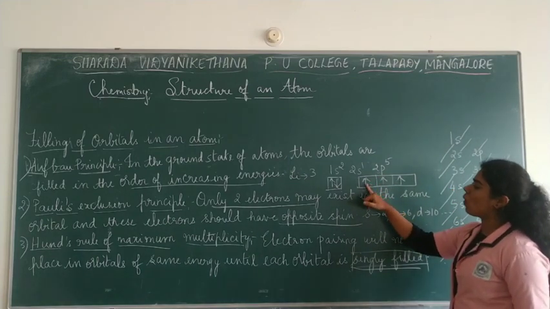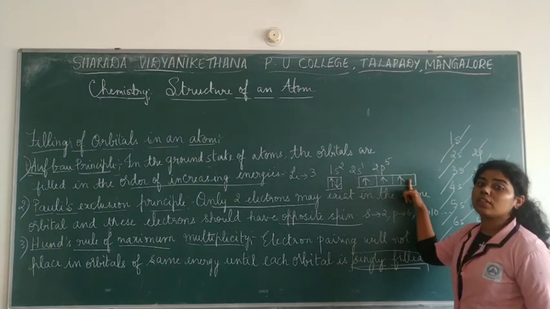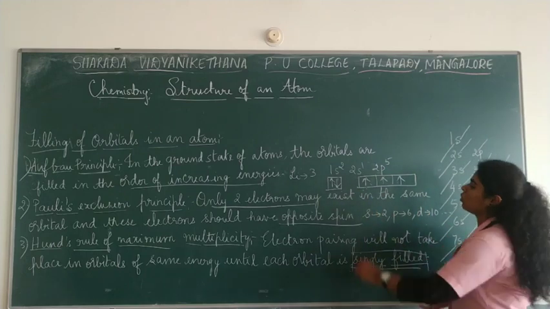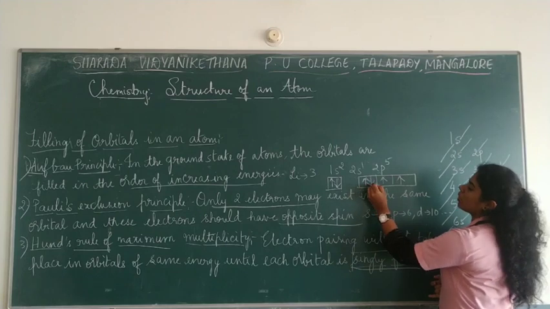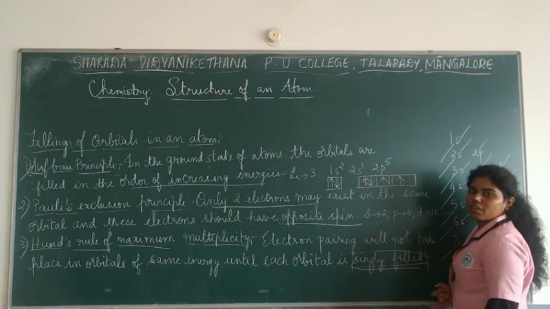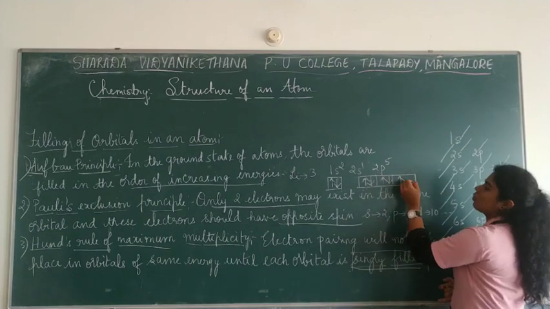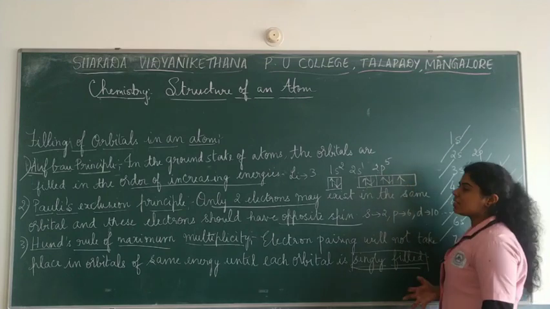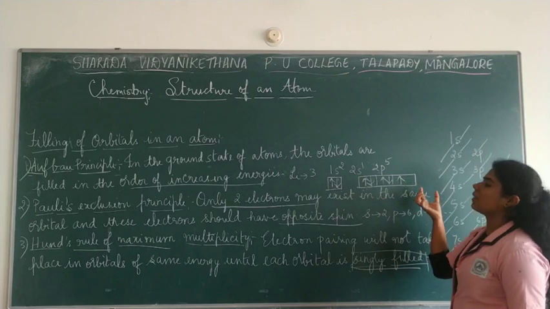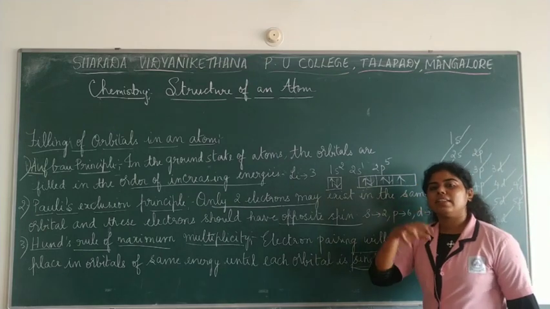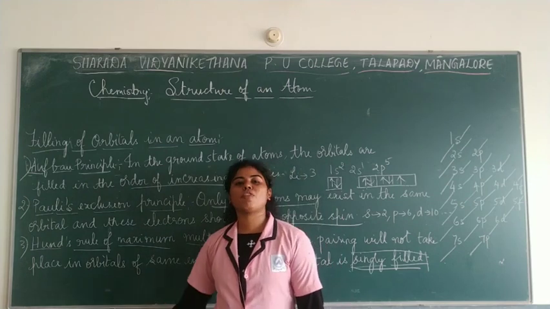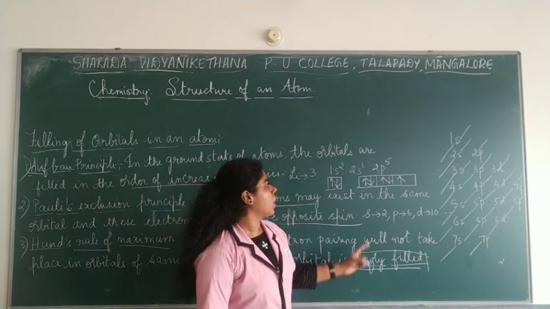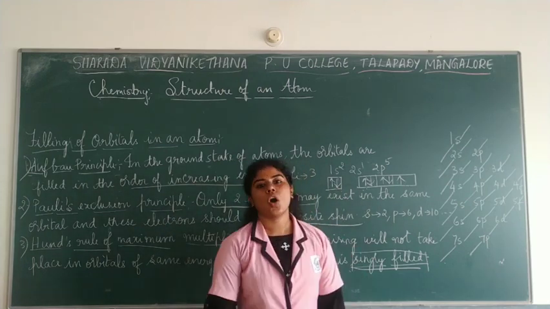So how many are done now? 1, 2, 3 are done. So the 4th electron should go where? To the first orbital with the opposite spin. Then the 5th. So 5, got it? If it is 2p6, then you fill 1 more. So this is how it goes. First, all the orbitals must be singly filled and then you start pairing them. So this is what Hund's rule of maximum multiplicity says. This is how you fill the orbitals.